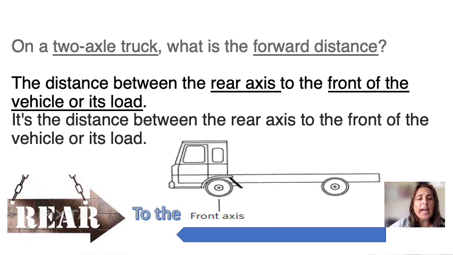On a 2-axle truck, what is the forward distance? The distance between the rear axle to the front of the vehicle or its load. It's the distance between the rear axle and the front of the vehicle and its load. So rear to the front axle.